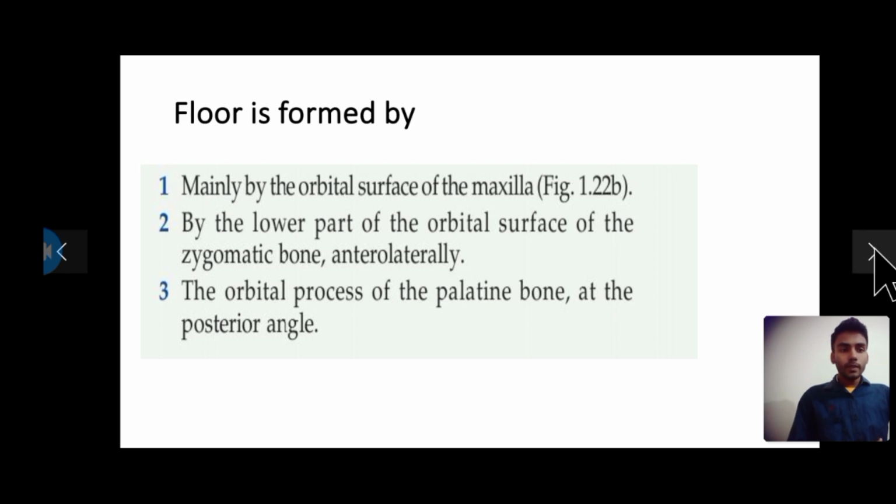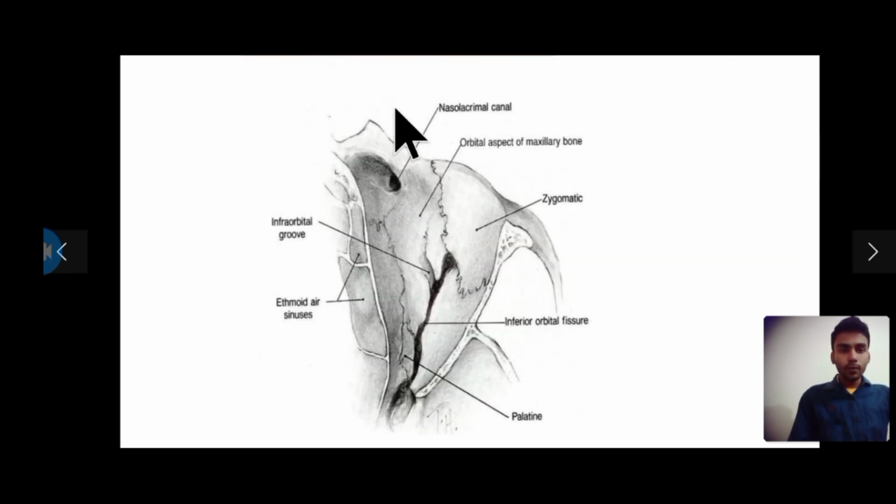So now look at this picture. This is the floor of the orbit. This is the orbital process of the maxillary bone. Okay, so this forms the main part of this orbital floor. And anterolaterally, it is the zygomatic bone, and posteriorly, it is formed by this palatine bone. Okay, so these are the ethmoid air sinuses, and this is the inferior orbital fissure. Okay, so this is all about these walls of the orbit.